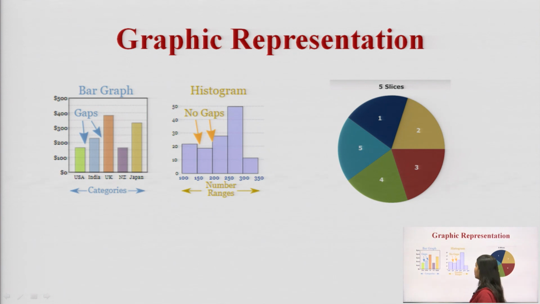There are a few types of graphical representation we have to discuss. One is the bar graph, another is the histogram, and the next one is the pie chart. In the bar graph, different values are given on the x axis and on the y axis, and from one bar to the other there is a gap. But in a histogram there is no gap, all the slots are together.